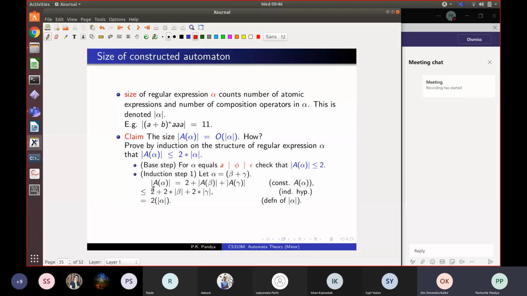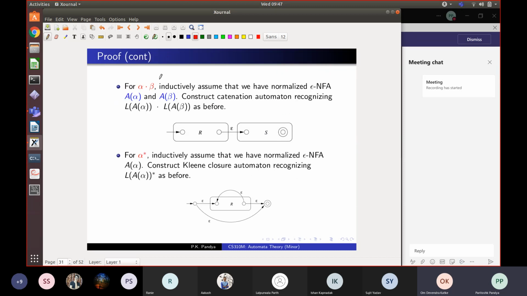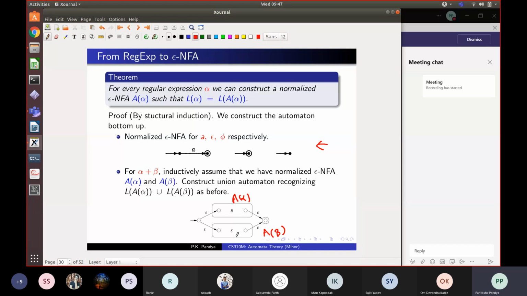No. So the automaton for alpha, which is given here. Where is the automaton for alpha? Sorry, not this slide. This is the automaton for beta plus gamma, right? This is beta and this is gamma, right? How many states does it have? The number of states in A beta, and the number of states in A gamma, plus 2 extra states, right? You see, the number of states in this automaton is all the states of the first automaton, all the states of the second automaton plus 2 extra states, right?